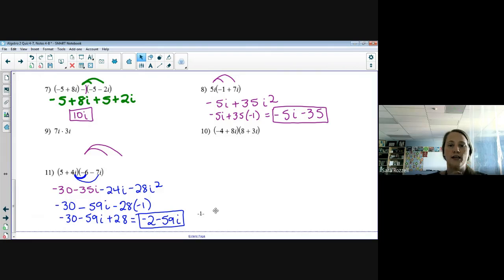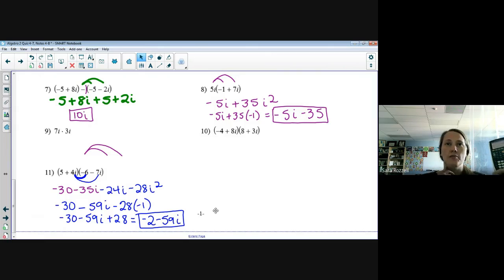All right, who typed it in and got negative 2 minus 59i? Good, good. Okay, just know that you can do that on your problems, on your tests and homework. You don't have to work all these steps out, okay? You can just see the problem and type it in. Anybody need help using the i button, or it didn't work for you?